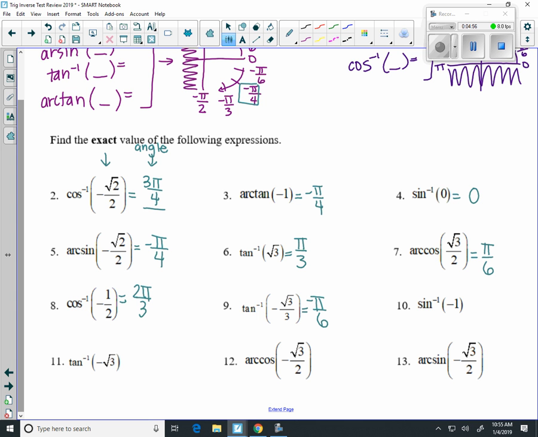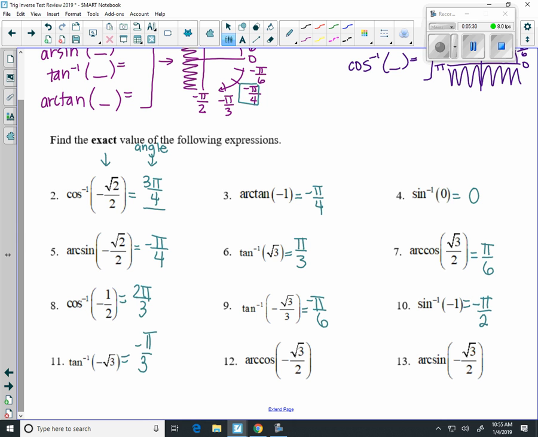negative pi over 6. Sine is negative 1 at negative pi over 2. Again, that is coterminal with 3 pi over 2, but it's not the same answer as 3 pi over 2, so we have to list that negative. Whereas tangent negative radical 3, well, tangent is radical 3 at all my pi over 3's. Here, our negatives happen in that quadrant 4, negative area.